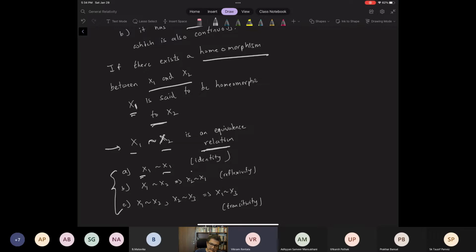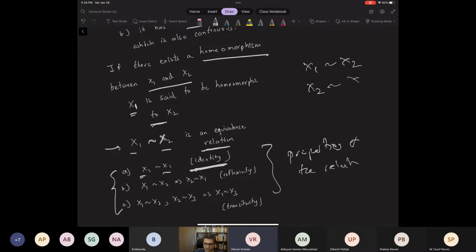Sorry, this is the identity property of the relation. So these are properties of the relation. The second is the reflexivity property. If x1 is related to x2, that also implies x2 is related to x1. So this is obviously true because we're saying by definition that there is a map f, it's continuous, and f inverse, which is continuous, which means if I think about going from x2 to x1, I'll just use the inverse map.